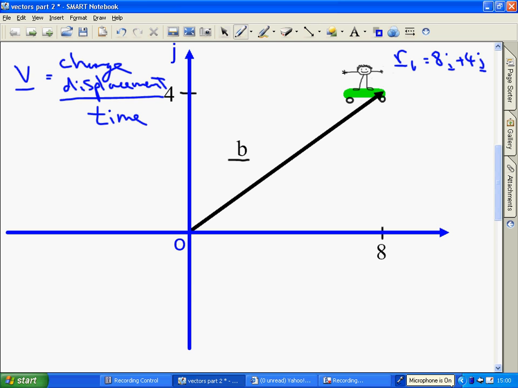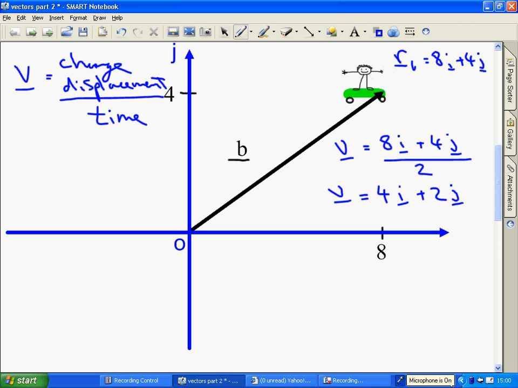His velocity vector will simply be his position vector divided by the time it takes. So let's say it took him 2 seconds, we would simply divide that by 2. His velocity vector would be 4i plus 2j.